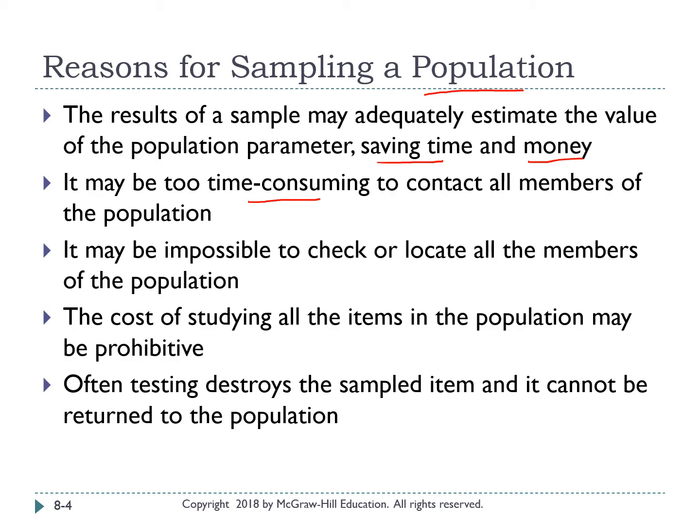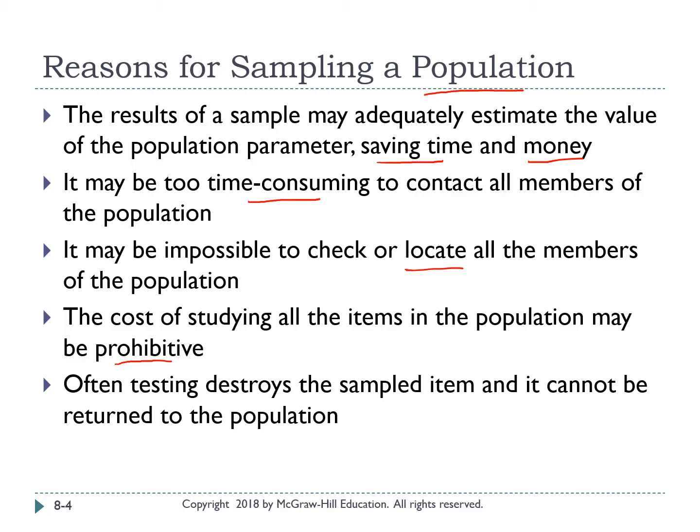The third one, it may be impossible to check or locate all the members of the population. For instance, you want to study the population of bacteria in the ocean. You know how large the ocean is, so it is almost impossible for you to select or test all the bacteria in the ocean. So the best way for you is just to use a sample. Next, the cost of studying all items in the population may be prohibitive or very expensive. When you talk about the whole population of Malaysia, definitely the cost of interviewing everyone is very expensive.